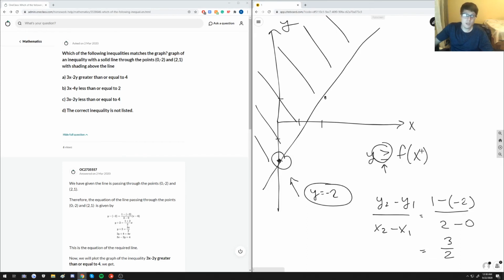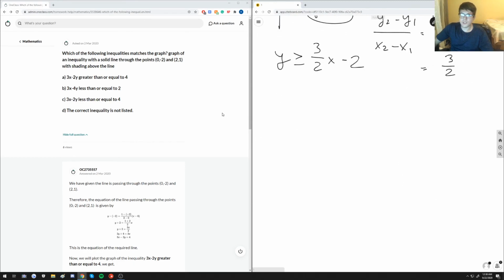So we have our slope, we have our intercept, and we can write our inequality as y is greater than or equal to 3/2 x minus 2. As we can see in the answer choices, that's not enough. We need to get rid of any fractions and rearrange the terms to find the correct answer. So I'm going to add 2 on this side because we can do that with inequalities, and we get y plus 2 is greater than or equal to 3/2 x. Then I'm going to multiply the entire inequality by 2 to get rid of the fraction, so I get 2y plus 4 is greater than or equal to 3x.